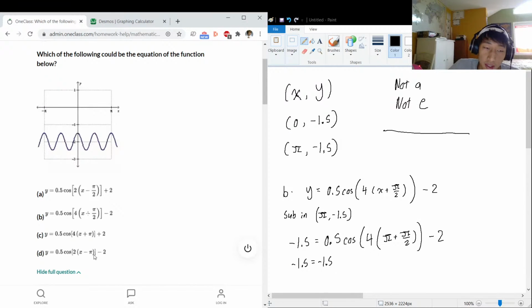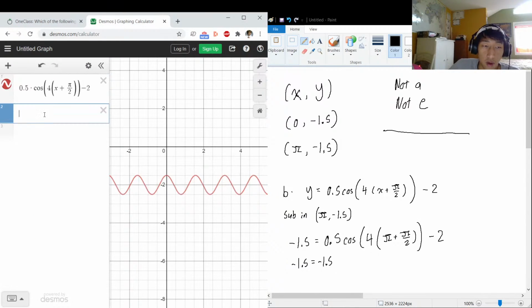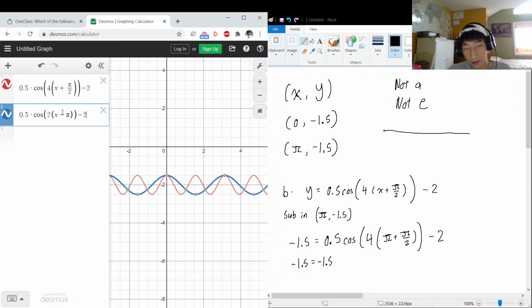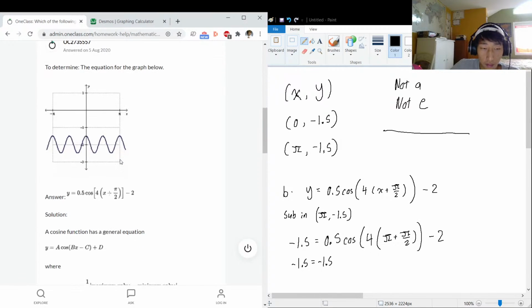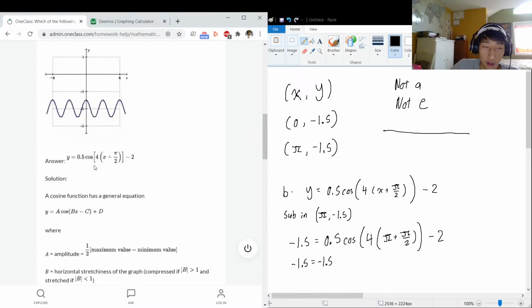Let's see D. If we plot D, we should see that this is definitely not the same. So I'll plot that. 0.5 times cos 2 times x minus pi, minus 2. Hey, well, you see for D, when we have the factor of 2 out here, it's not frequent enough. So we have to disqualify D on that. Because it's going 4 times more frequently than it normally is, we keep in mind the 4. So, yep, it's the term that's multiplied by 4, so that's good.